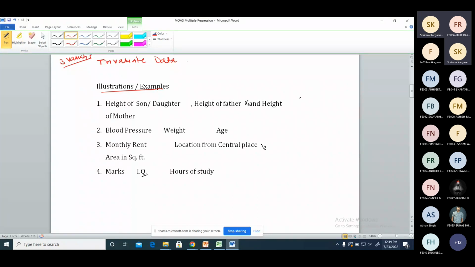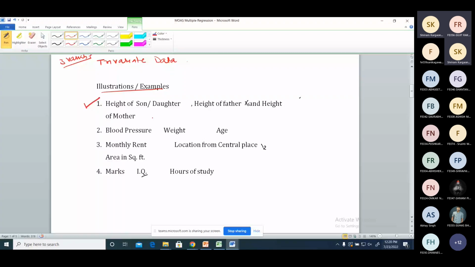For example, suppose you have to determine the height of son or daughter. So minimum you need the height of father and height of mother. Two variables are not sufficient. You cannot determine the height of son or daughter on the basis of father or mother alone. You want both at least. Even though you can include many variables like height of your grandfather, height of your grandmother, and maternal and paternal relationships, at least you need three variables. So here we use the multiple regression.